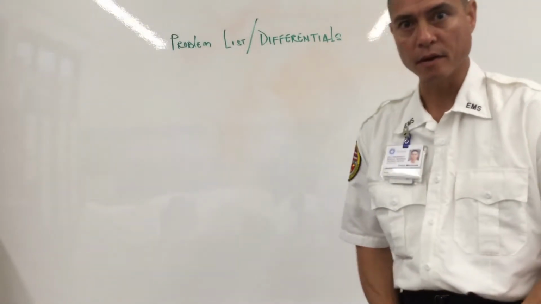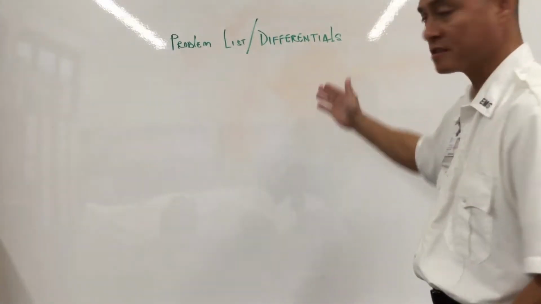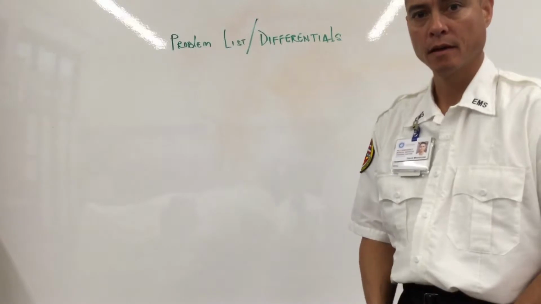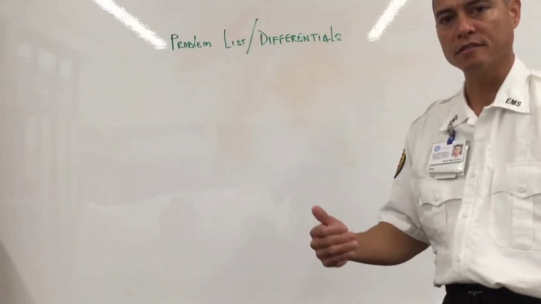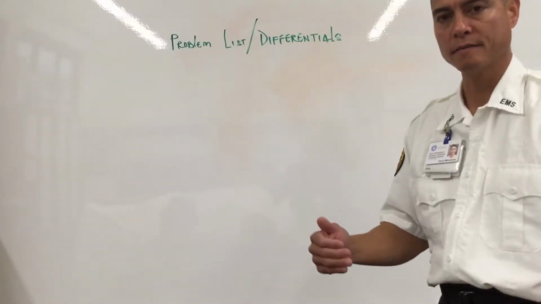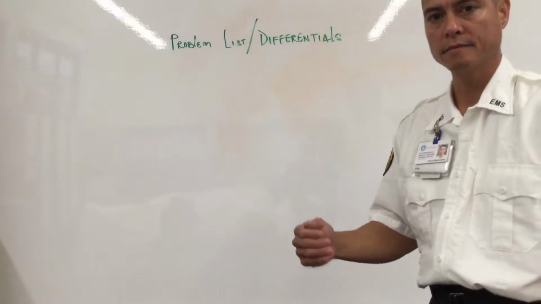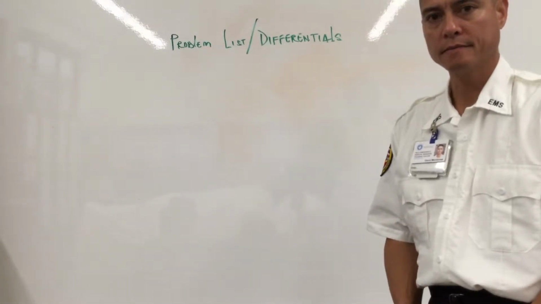It's important to think about medical emergencies and even the trauma emergencies that we want to create a problem list or differentials. When we are asking our history questions, this is your OPQRST: onset, provocation, palliative, quality, severity, time.